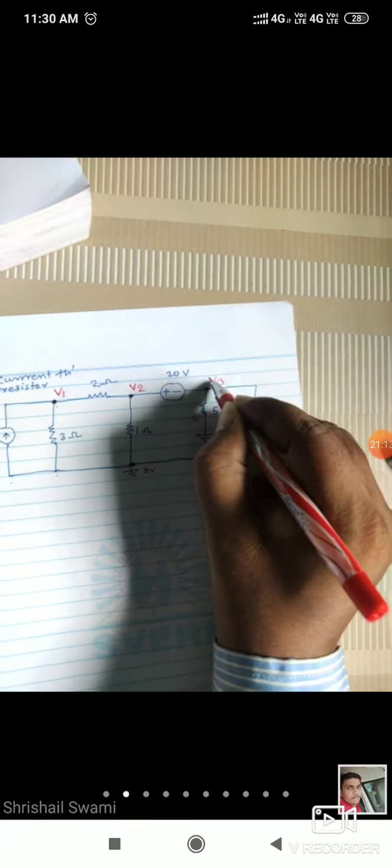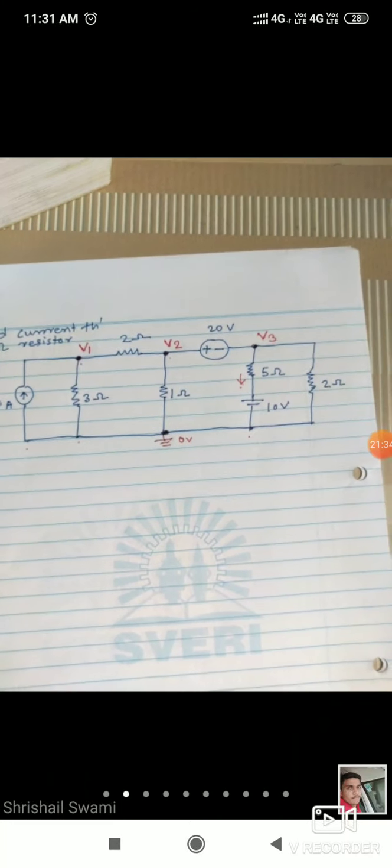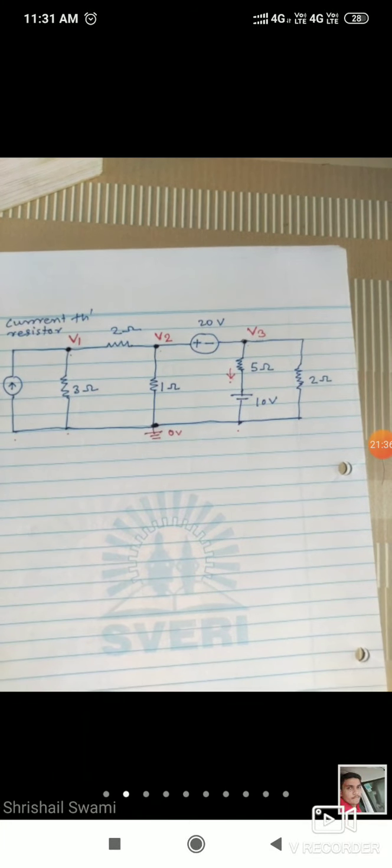We get as many equations as there are unknowns. V1, V2, V3. To find the current passing through 5 ohm, I am interested in the answer for V3. I do not need V1 and V2. I need the V3 value, because if the value of V3 is known, then I will easily find the current passing through 5 ohm. So the first two steps are over: V1, V2, V3 and the ground node.